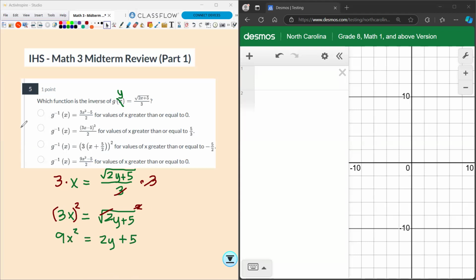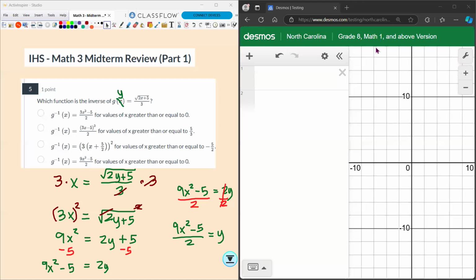Then you're going to want to subtract both sides by 5. And that's going to give you 9x squared minus 5. And then finally, you can divide both sides by 2. Now, this inverse has a few other qualifications. So you're going to notice we only have one answer choice here that gives you 9x squared minus 5 over 2. But what is going on with the x values greater than or equal to 0?